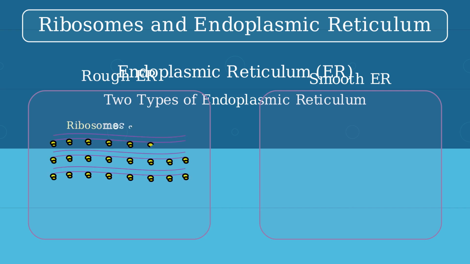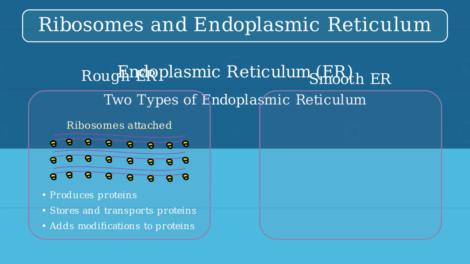The rough endoplasmic reticulum is characterized by the presence of ribosomes attached to its surface, giving it a rough appearance under an electron microscope. Its primary functions include producing proteins, storing and transporting these proteins, and adding chemical modifications to proteins. In contrast, the smooth endoplasmic reticulum lacks attached ribosomes, giving it a smooth appearance.